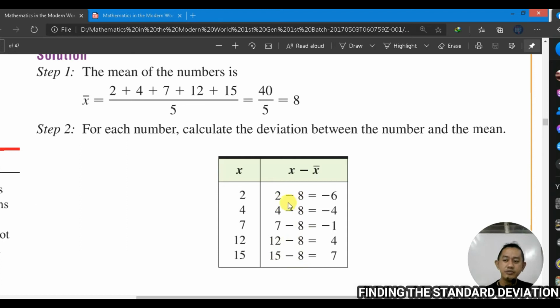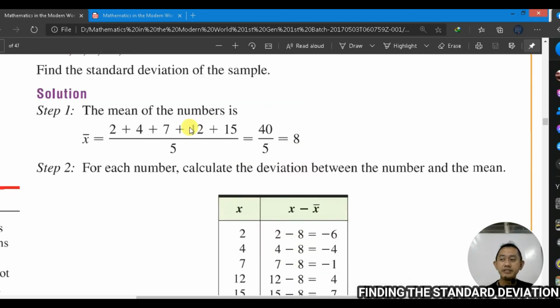So, if we're going to do the computation on this one, 2 minus 8 equals negative 6. 4 minus 8 equals negative 4. 7 minus 8 equals negative 1. 12 minus 8 is 4. And 15 minus 8 is 7. So, mao ni ang step 2.